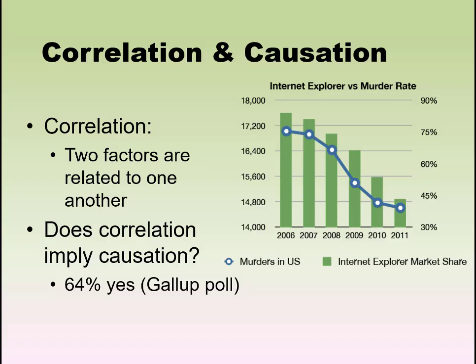Now, if you look at this graph, you will immediately, hopefully, realize that there's a correlation between these two graphs. Over this time period, we had this kind of curved decrease in the number of murders in the United States. Over that same time period, we see this curved decrease in the market share of Internet Explorer. So the question is, does one of these directly cause the other?